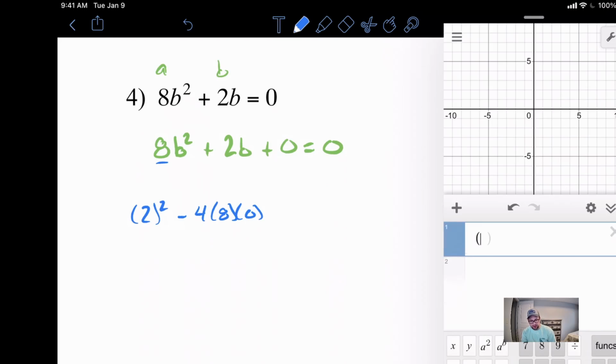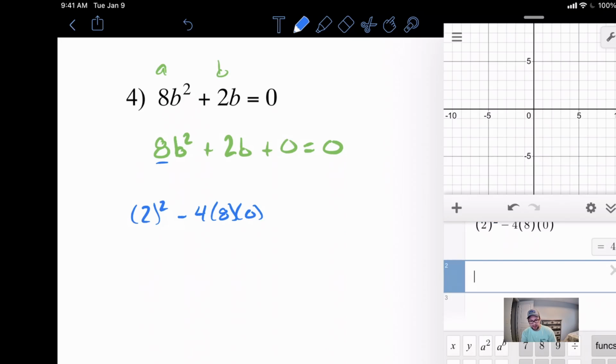We have 2 to the second power. Notice how I'm just punching it in the exact way I see it. That's why I always use my parentheses when I write this out. Times 4, parenthesis 8, times parenthesis 0. And when I hit enter, I get 4.